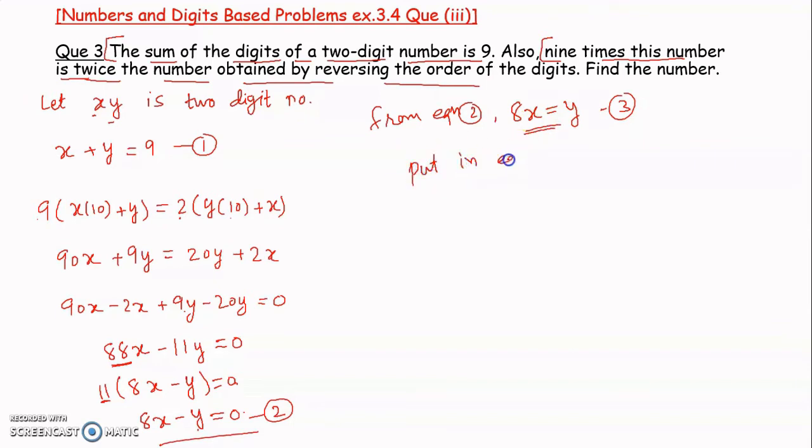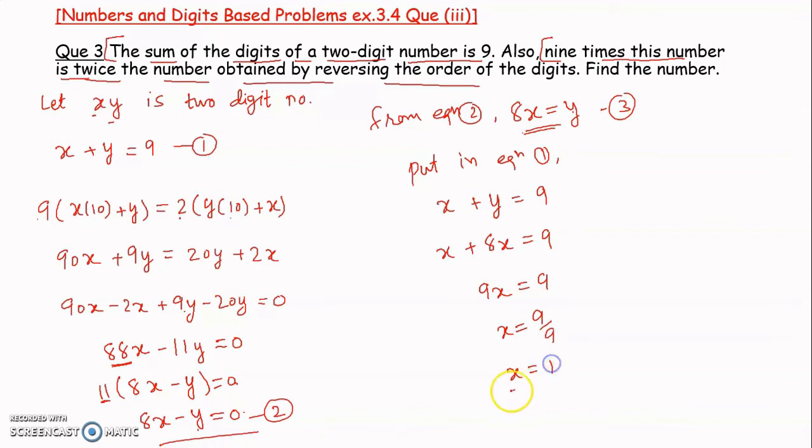Put in equation 1. So here in place of y we will put 8x. So here first equation is x plus y equal to 9. Here in place of y we will put 8x. So we will get 9x equal to 9, or we can say x equal to 9 divided by 9, that is 1. So x is 1.